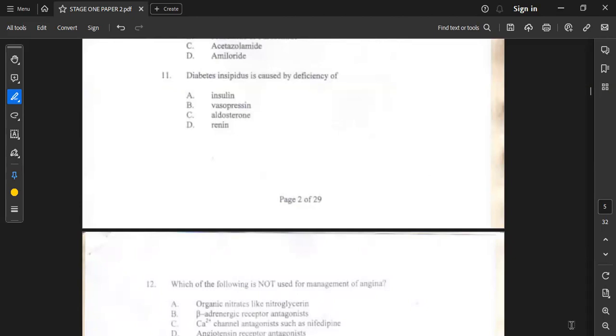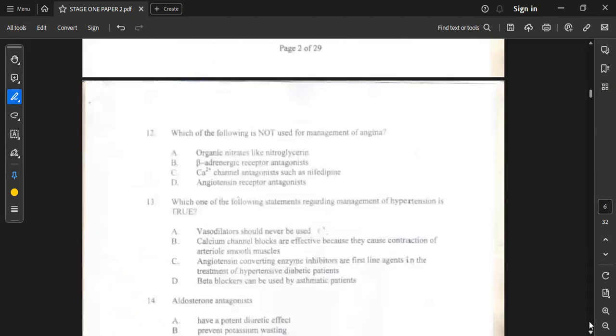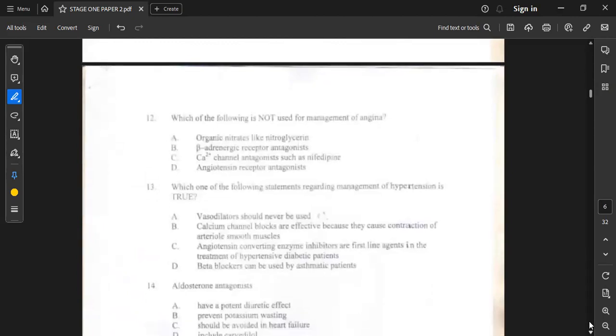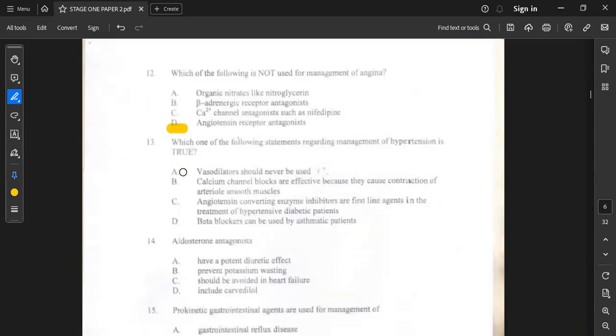I think we can move on to the next one. Which of the following is not used for the management of angina? Organic nitrates like nitroglycerin, beta-adrenergic receptor antagonists, calcium channel antagonists such as nifedipine, and angiotensin receptor antagonists. I think here it is the ARBs that are not used for angina, because the CCBs, beta blockers and nitrates are, as Hiral taught us.